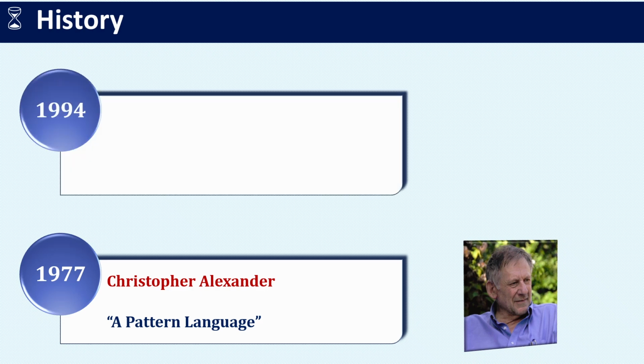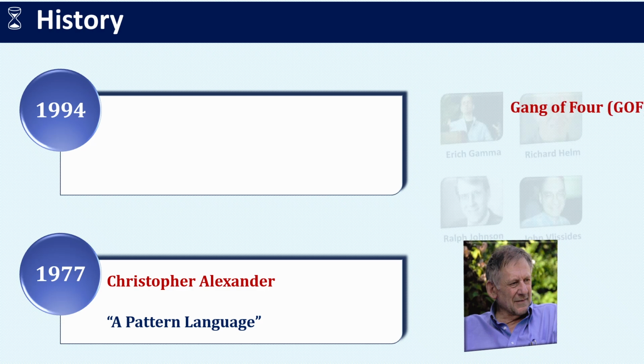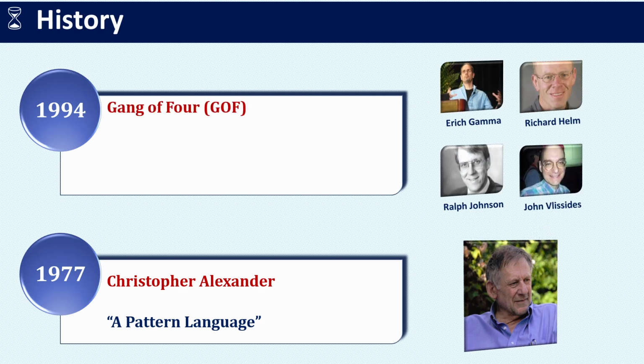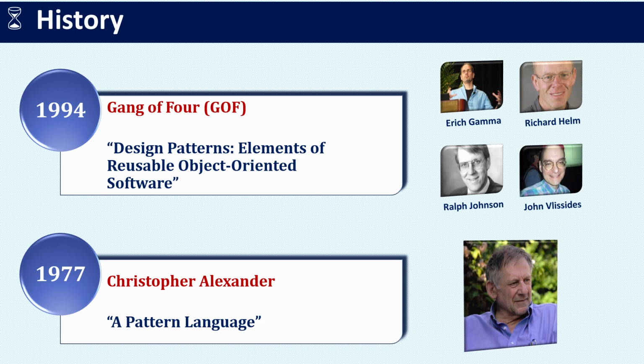Later, in 1994, the idea was picked up by the Gang of Four software engineers, Erich Gamma, Richard Helm, Ralph Johnson, and John Vlissides. They published a book in C++ and named it Design Patterns: Elements of Reusable Object Oriented Software, in which they adapted the concept of design patterns to programming. This book explores 23 recurring problems and their solutions in software design.